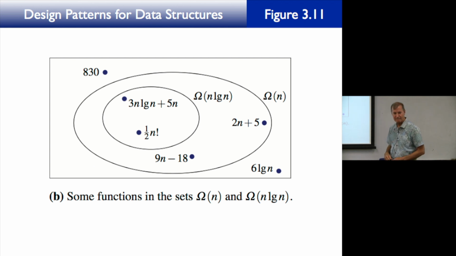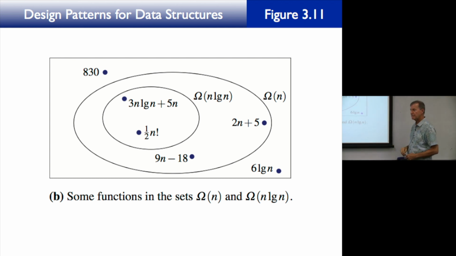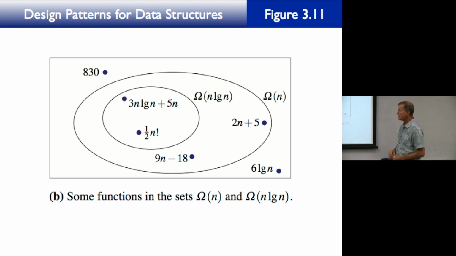Big omega. So part B of this figure shows the sets of functions that are bounded what? Above or below? Bounded below. All right? So look, is 1/2 n factorial bounded below by n log n? Here, see the big omega of n log n, these are the functions that are bounded below. So it's bounded below. All right? And 3n log n plus 5n is also bounded below, right?